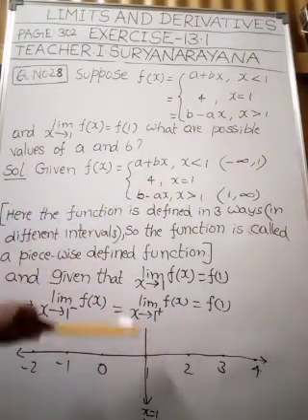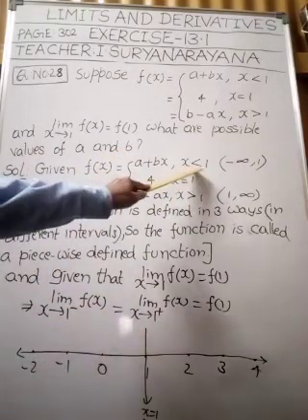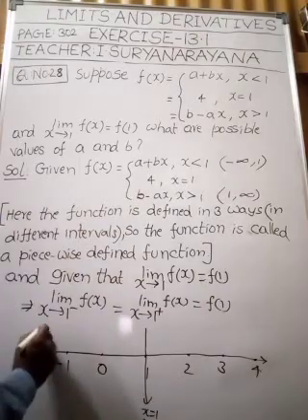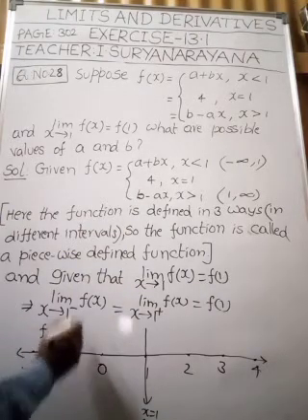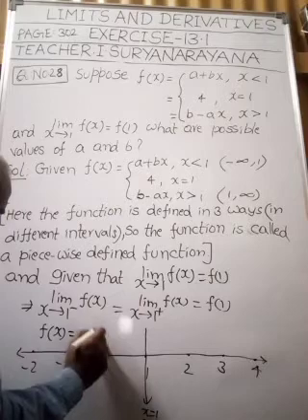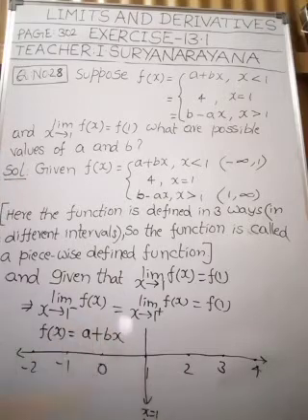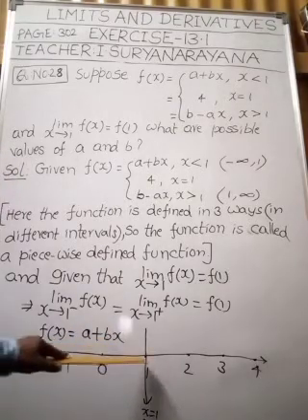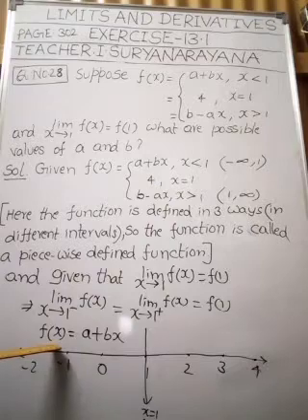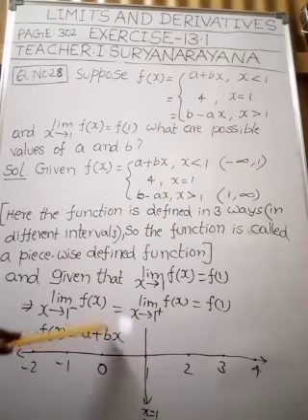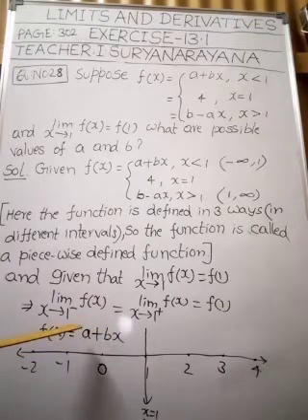Okay, my children. Then left side means x less than 1. f of x is defined as f of x is equal to a plus bx. Understood this function, my children? Left side, left hand limit. We find here left hand limit with the help of this function.